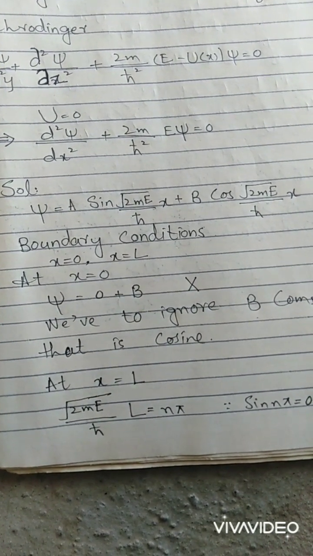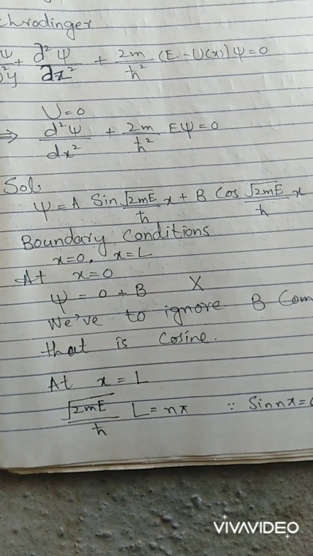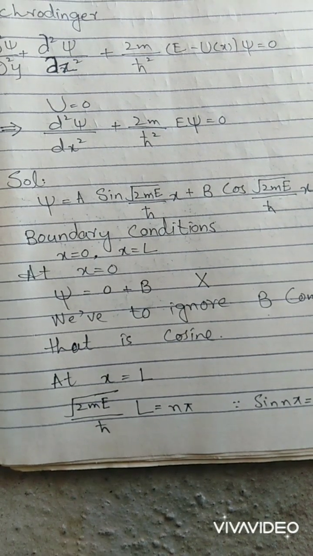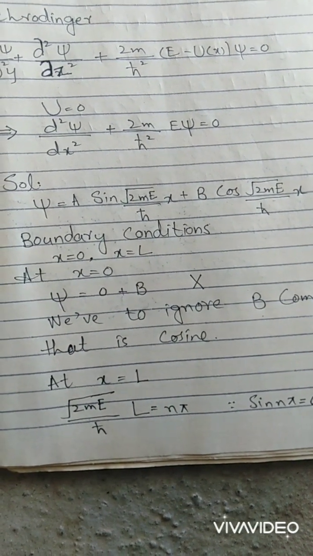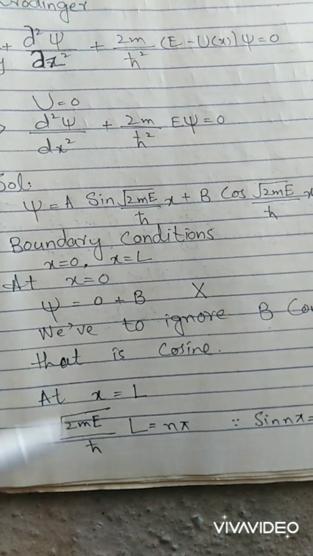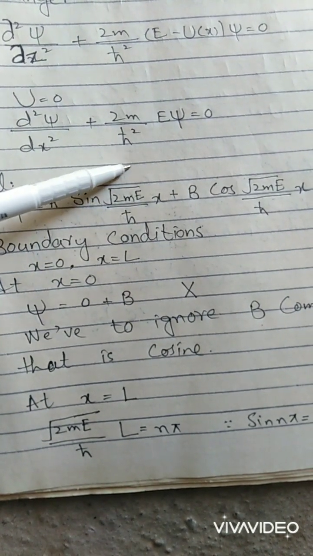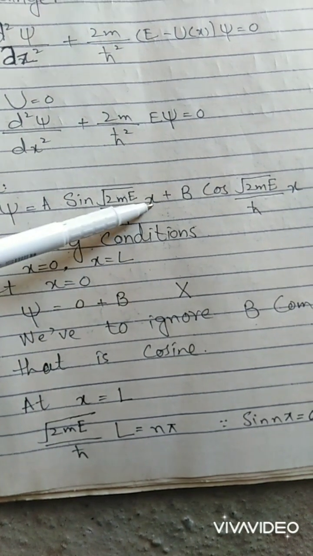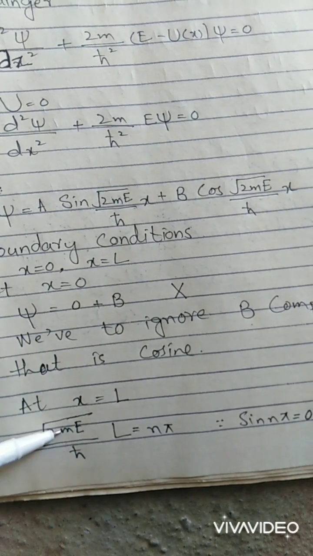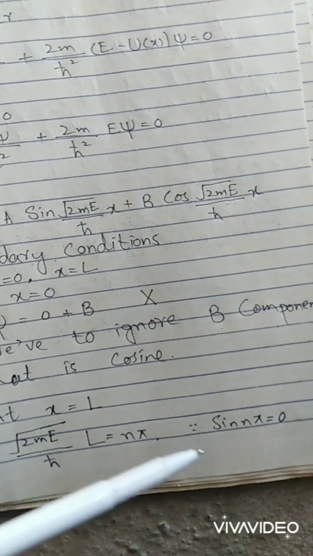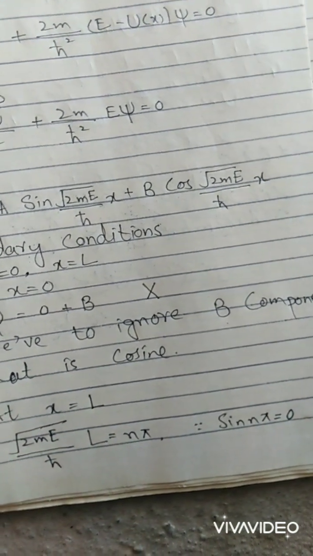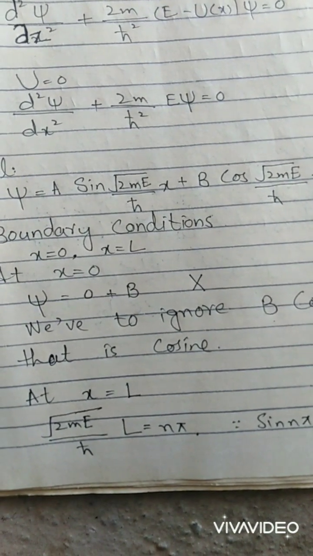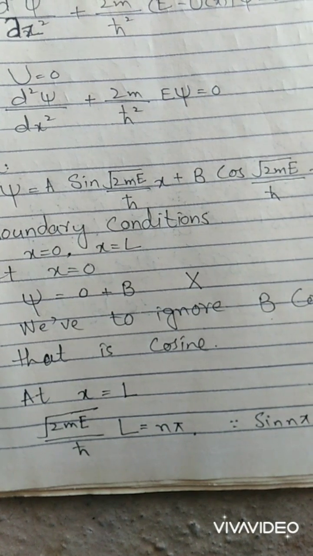So particle in a box has the wave function, that is A sin(square root of 2mE over h cut x). This is mostly used, and at x equal to L, the angle that sine has, square root of 2mE over h cut x, should be zero. Here we put L, and square root of 2mE over h cut L equal to n pi because sin n pi equal to 0.